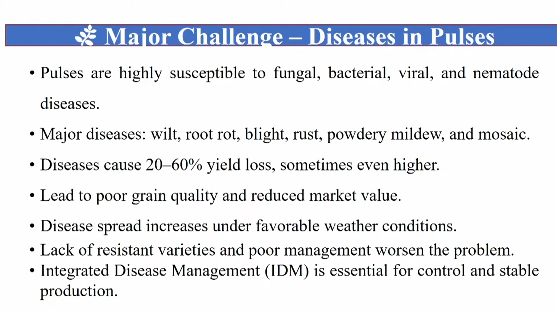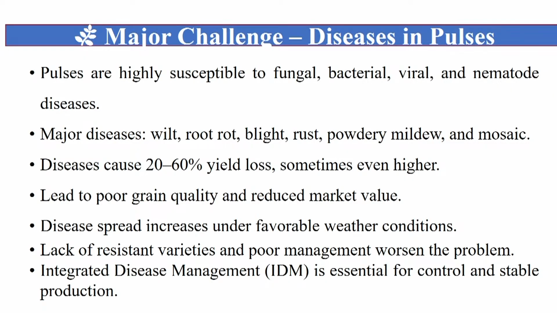And dear learners, there are so many challenges that affect pulse crops, like the major diseases: fungal, bacterial, viral, and nematode, including wilt. The major diseases are wilt, root rot, blight, rust disease, powdery mildew, and mosaic diseases. They cause basically 20 to 60% yield loss, depending upon the severity of the disease, but sometimes even more than that. Sometimes it causes up to 100% loss depending on the severity.